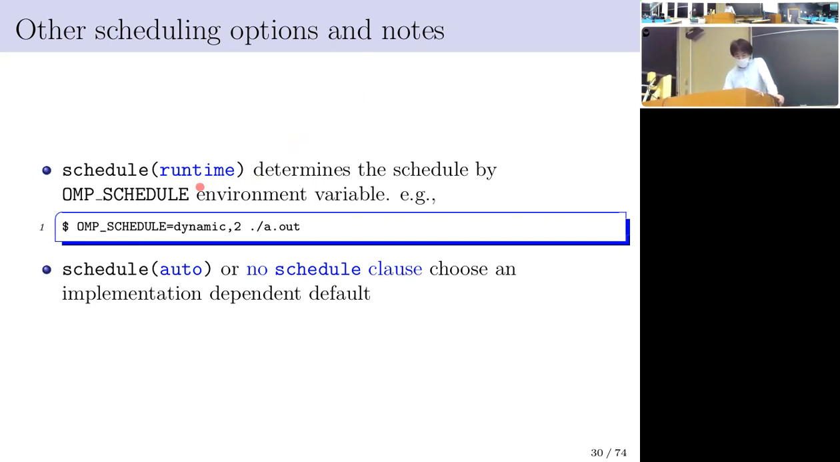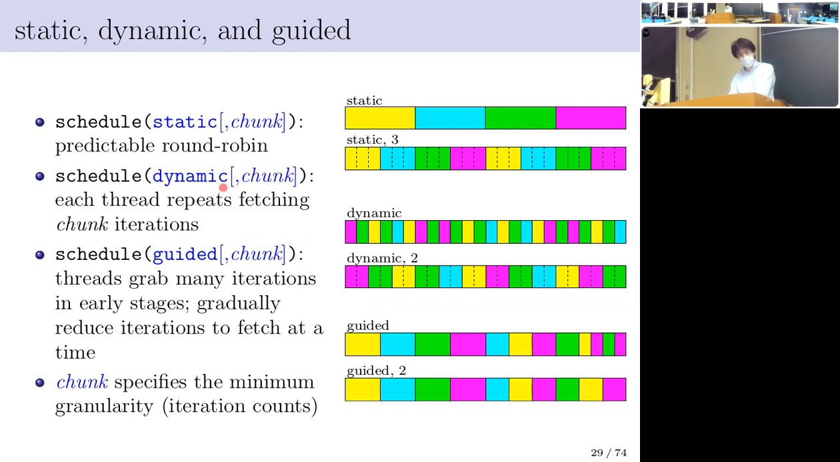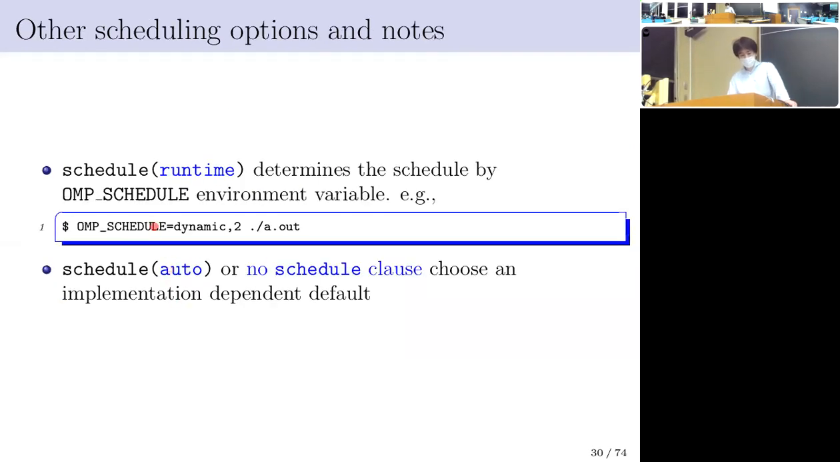And here's one thing you may find useful. In your program, you say schedule runtime without specifying a strategy in the program. When you run the program, you can specify which particular scheduling strategy you want to use in this particular run by this environment variable OMP_SCHEDULE. So you can say pretty much the same thing as you would say in your program, but without hard coding which particular strategy you want to use.